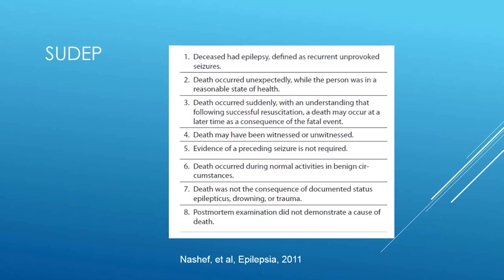This is the definition of SUDEP. The person has to have epilepsy. The death occurred unexpectedly. The death occurred suddenly. Death may have been witnessed or unwitnessed. And this is very important: evidence of a preceding seizure is not required. Death occurred during normal activity in benign circumstances. It was not a consequence of status epilepticus, drowning, or trauma. And post-mortem examination did not demonstrate a cause of death.